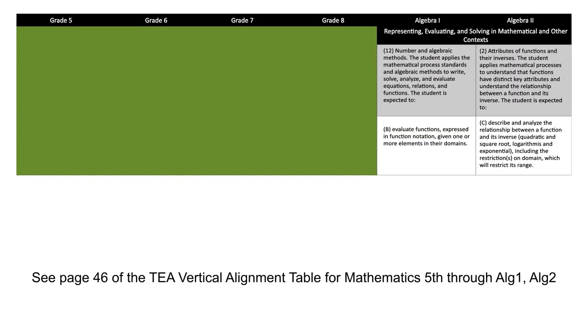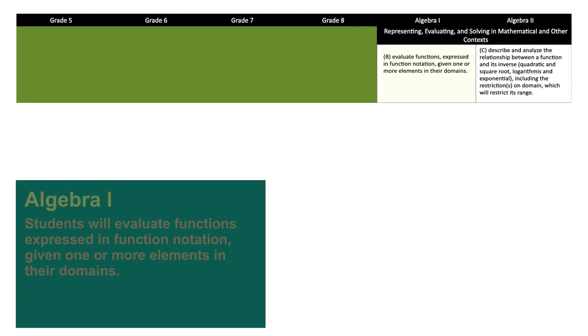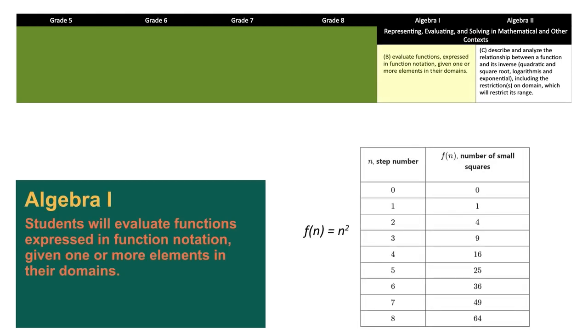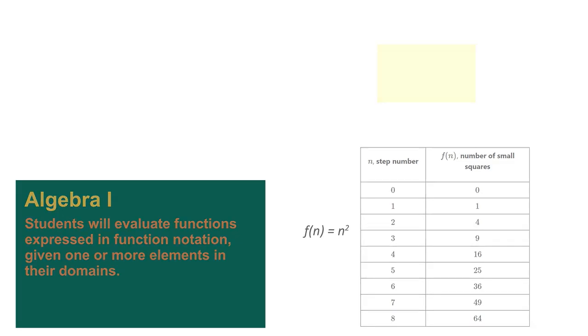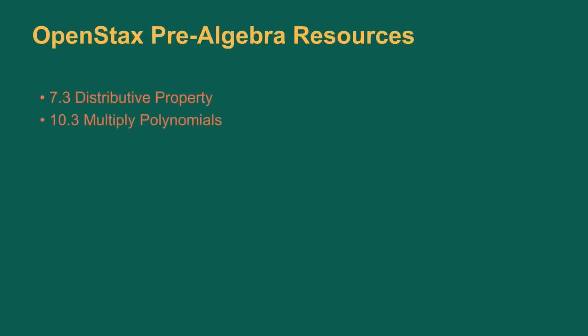Now, let's refer to the vertical alignment for using number and algebraic methods in 12b to understand better what students will need to master in this unit to prepare for Algebra 2. In Algebra 1, students will evaluate functions expressed in function notation, given one or more elements in their domains. Students will use this skill when analyzing the relationship between inverse functions in Algebra 2. As you move through this unit and find students who have gaps in their understanding of the prerequisite skills, consider using these resources available in the OpenStax Pre-Algebra book.